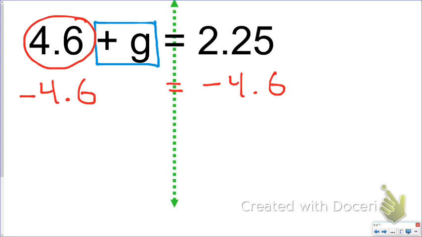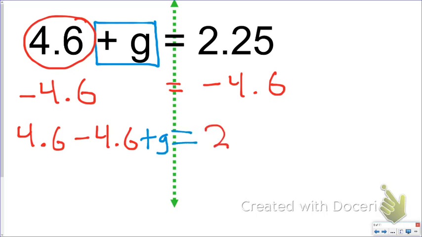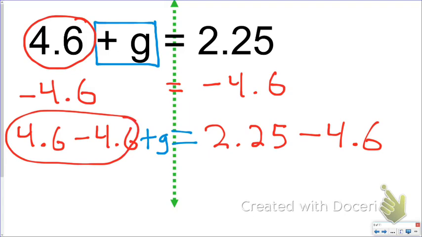Now I'm going to rewrite this. So I've got 4.6 minus 4.6 plus g, oh, running out of room, is equal to 2.25 minus 4.6. So this is not mathematically too difficult for us, especially if we have a calculator. We know what happens there. Those are 0 pairs, so inverse operation always makes those numbers go away for us, which is nice.